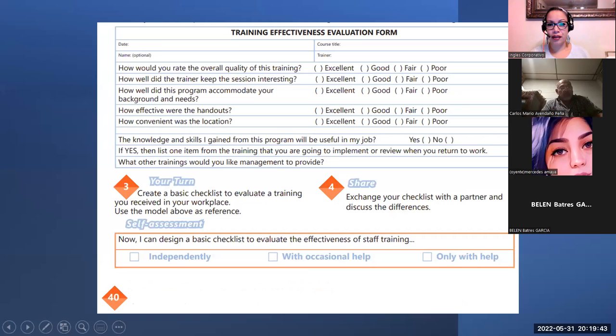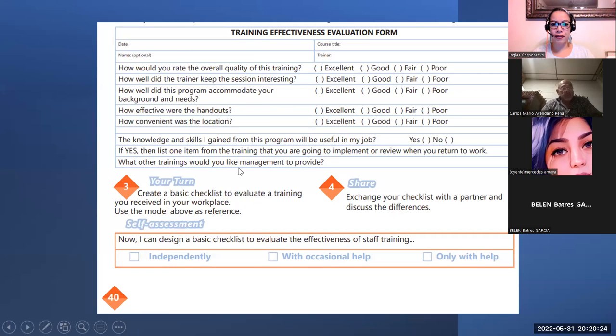So let's continue with this. This is an example of a training evaluation survey or questionnaire, and these are some items that can be included there. For example, how would you rate the overall quality of this training? How well did the trainer keep the session interesting? How well does this program accommodate your background needs? How effective were the handouts? How convenient was the location?